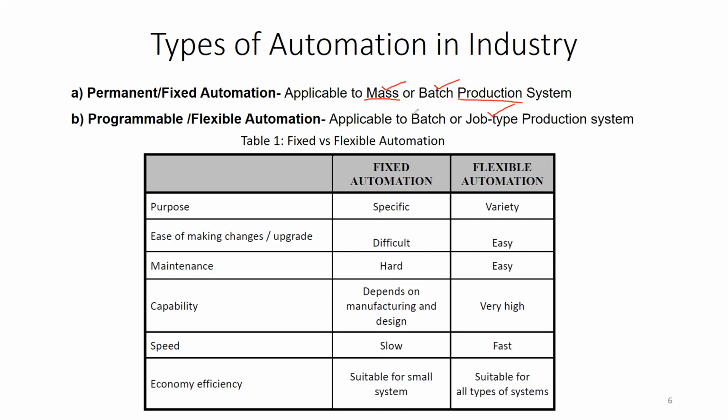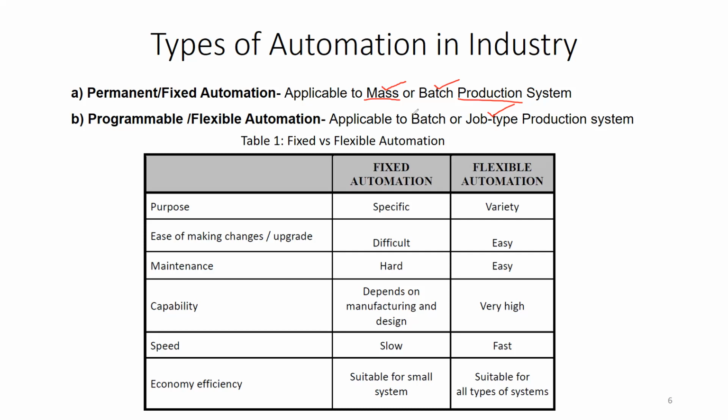Batch production is the other one, which produces the products in batches. So batches can be of different time durations. Like for 3 months, you could be producing one product. For the other 3 months, you could be producing another product, and so on. So you keep on changing your product after every 3 to 4 months. That is a type of a batch production system.